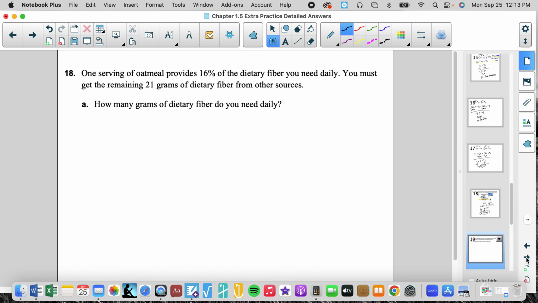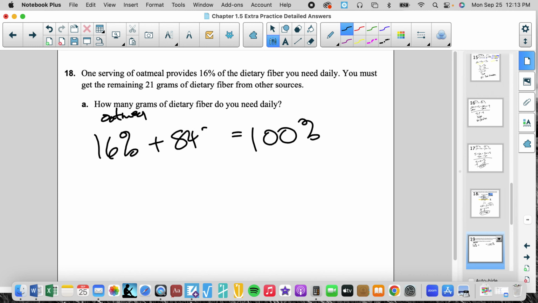Okay, so 1 serving of oatmeal provides 16% of the dietary fiber you need daily. You must get the remaining 21 grams of dietary fiber from other sources. So 16% equals the oatmeal. So the remainder, well, 16% plus what gives me 100? Well, that would be 84%. 84 plus 16 makes 100, so this is the remainder. So 84% is the remainder, and it says, I don't know how much the oatmeal is, but you must get the remaining 21 grams. So 84% is 21 grams from the other sources.